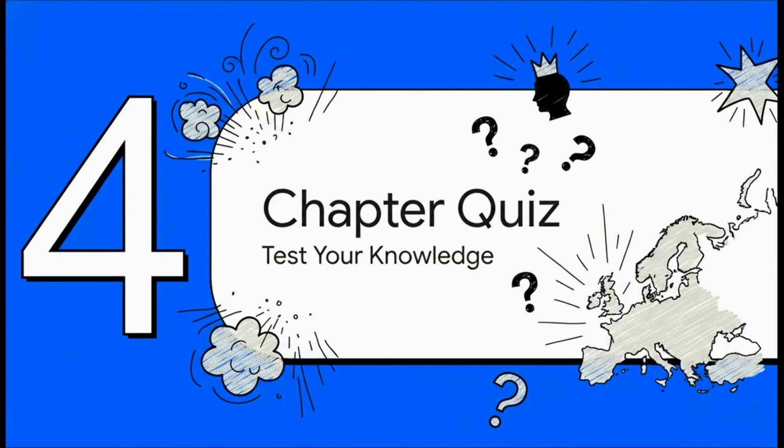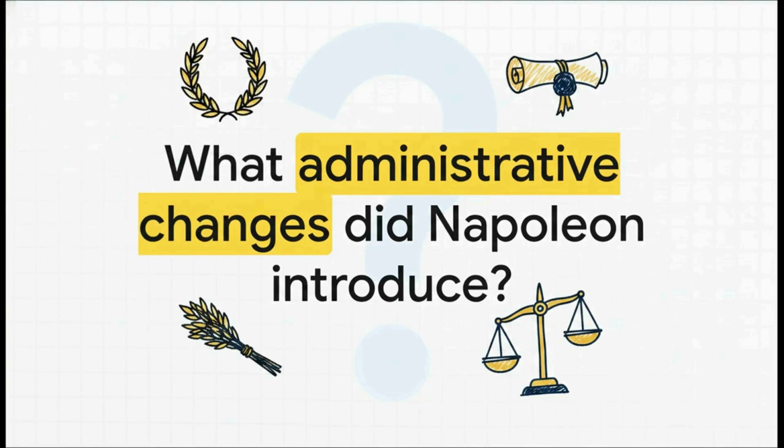Section 4. Chapter Quiz. Let's see what you've learned. All right, students, time to shake off that history dust. Let's test your knowledge with a classic, high-probability question that you are extremely likely to see on your board exams. Ready? What changes did Napoleon introduce to make the administrative system more efficient in the territories ruled by him? Think back to that Civil Code of 1804 we just talked about.